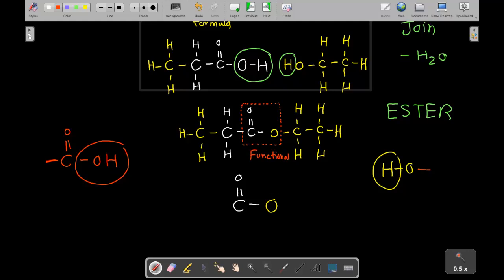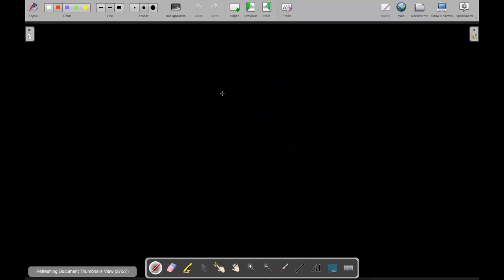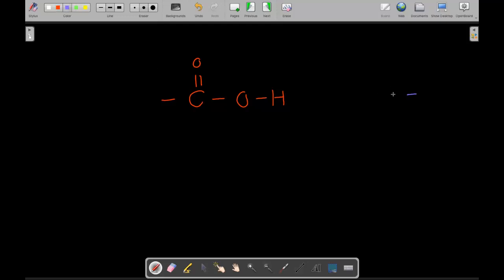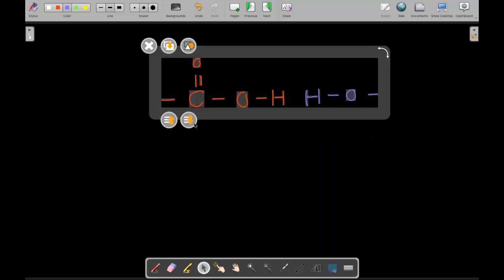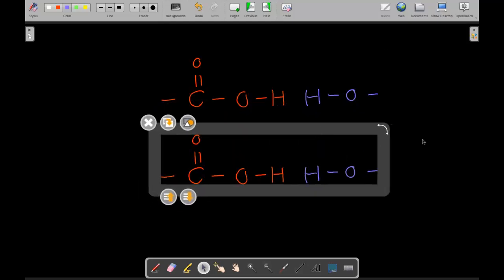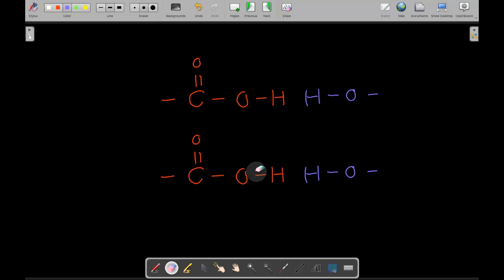So what is the functional group? The functional group is C double bond OO. Where did the functional group come from? From the joining of the two functional groups. The functional group of the acid is the carboxylic, C double bond OH, joined to the rest of the compound. And the functional group of the alcohol is OH. Don't write the C's now, I'm just writing the functional groups. So if you join these two together, then after joining them, you remove a molecule of water.